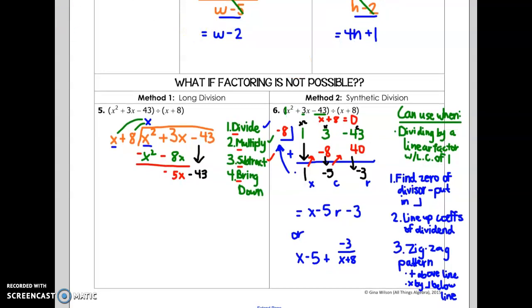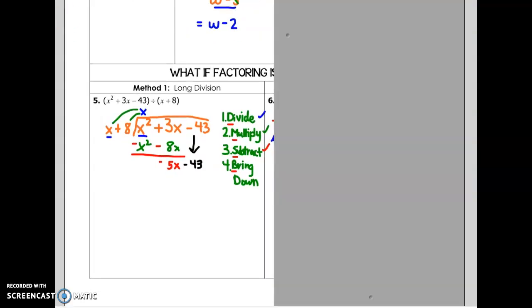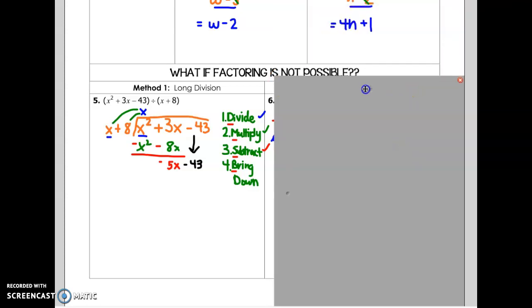And I'm going to pause and get us a screen. Okay, so method one, we're going to look at long division. And we're just talking about, okay, what if factoring is not possible? That's what we're trying to look for here. So factoring is not possible, meaning I cannot factor that numerator. I can't think of any factors of negative 43 that would give me 3. So what I need to do is long division.